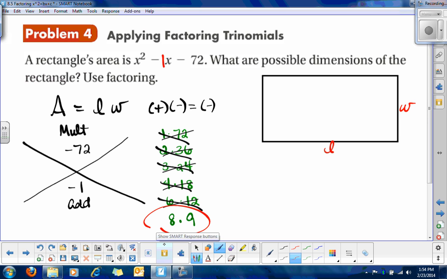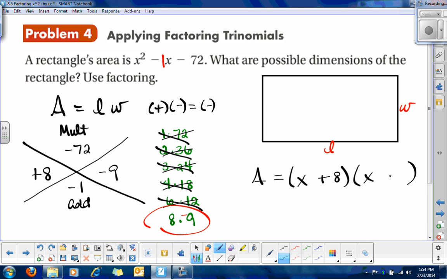Now, which one's positive and which one's negative? Well, we want the answer to be negative, so the bigger number has to be negative. So we have a positive 8 and a negative 9. So when we rewrite using our binomials, our x squared becomes x times x, and then we can put in our factors, so plus 8 and minus 9. And there's your final answer.